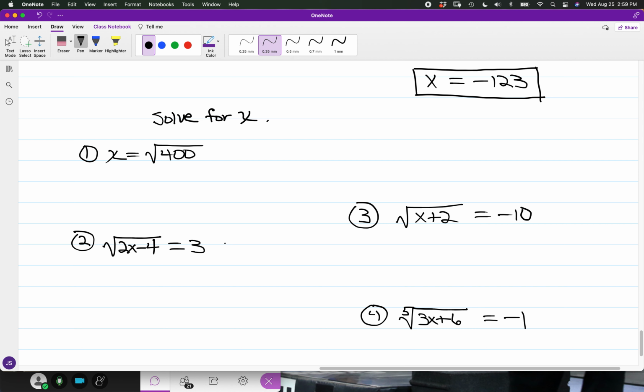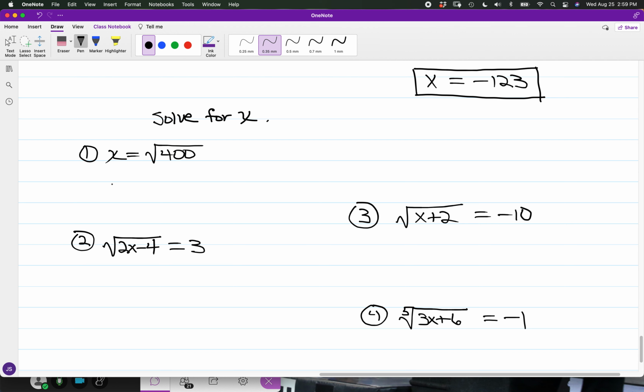If we go ahead and look into these items, for number one, we have x is equal to the square root of 400. Now 400 is a perfect square number, and we have a conditional statement. X is first degree, so there's going to be one answer. While we have two numbers that would square into 400, for x equal to the square root of 400, that's just going to be the positive side of it. And so x is equal to 20.